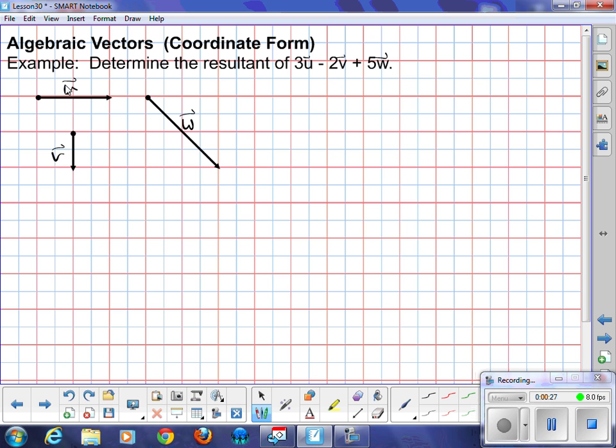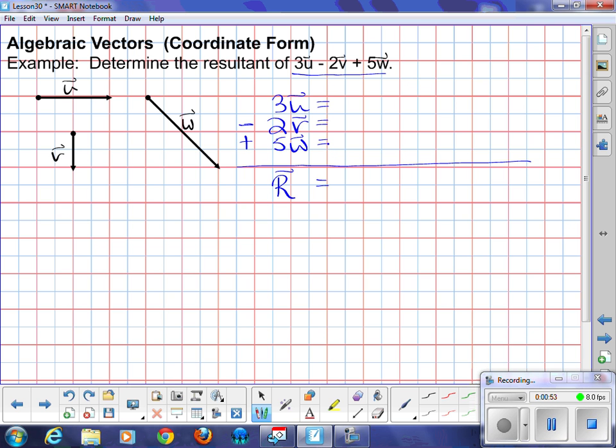The instructions are right there. So determine the resultant of 3u minus 2v plus 5w. So we set it up in a stacked notation. So I'm going to say that 3u minus 2v plus 5w is equal to, if I add those together, I'm going to end up with a resultant. So I do it in the stack notation.